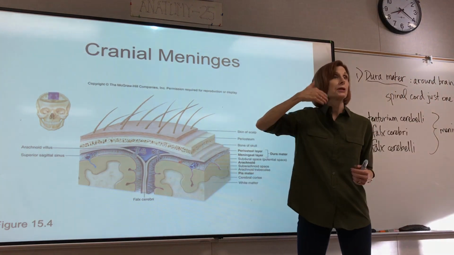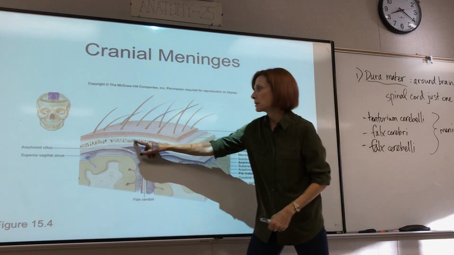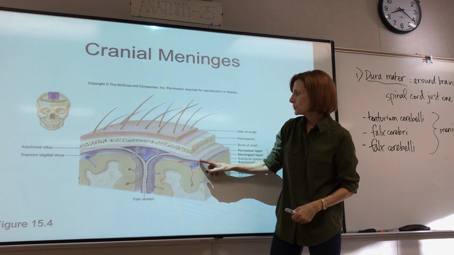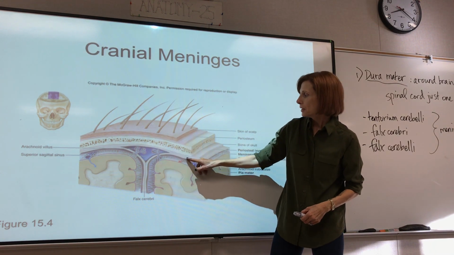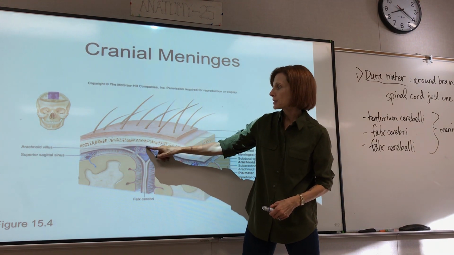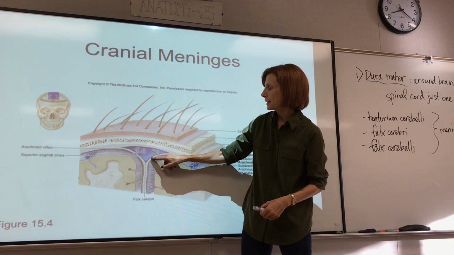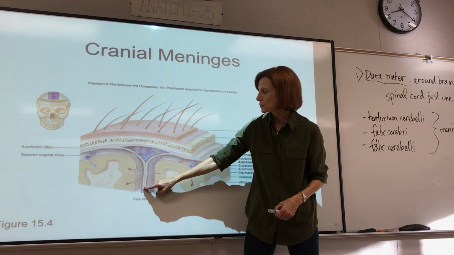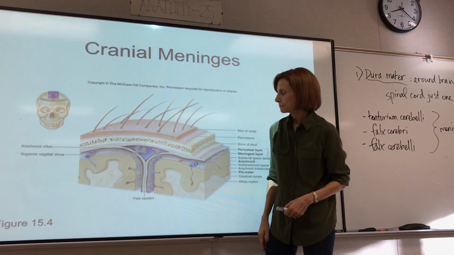Okay, so this is a frontal section. Just giving us a different look at these. This is the bone. Okay, so notice here we have two layers. These are the two layers of the dura mater. This outer one is the periosteal layer. It stays right up against the bone. The deeper one is the meningeal, and here it's coming down into the longitudinal fissure, forming the falx cerebri.